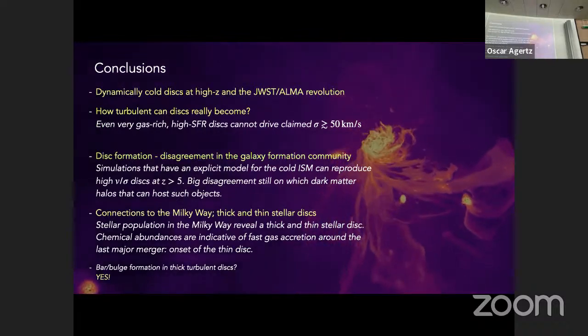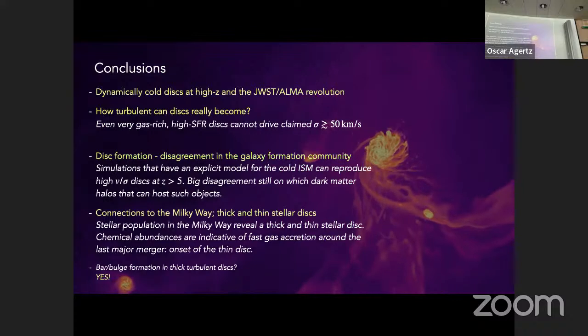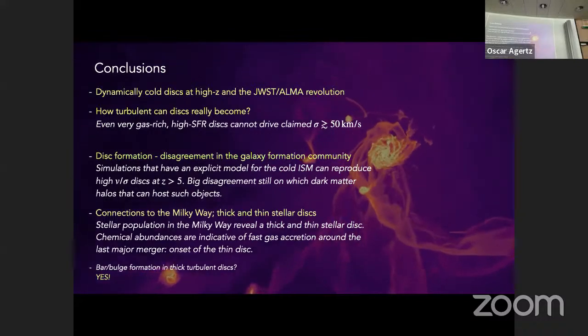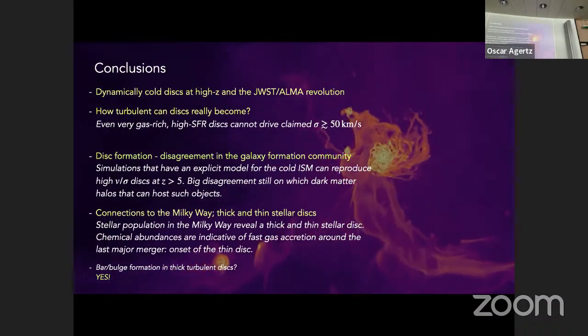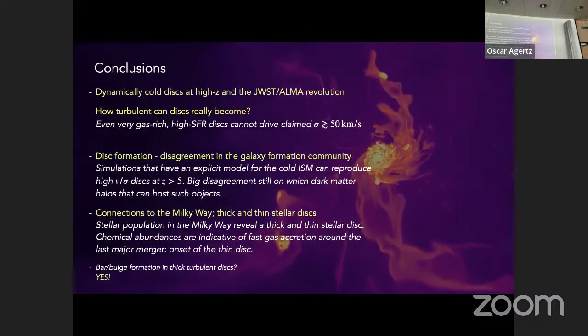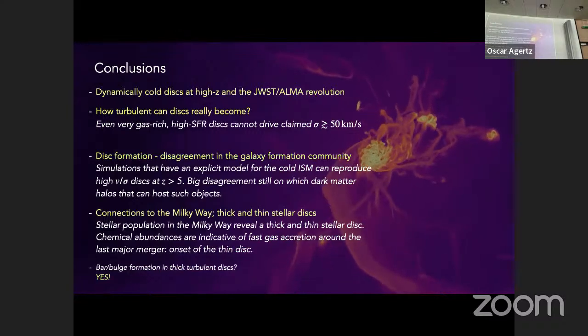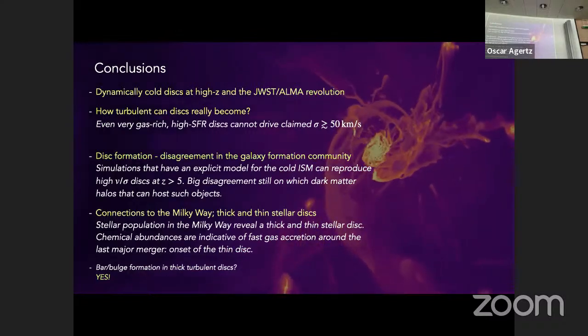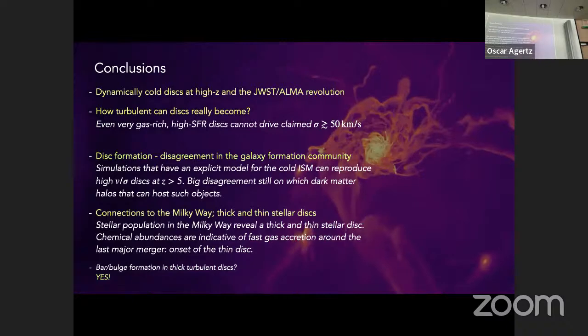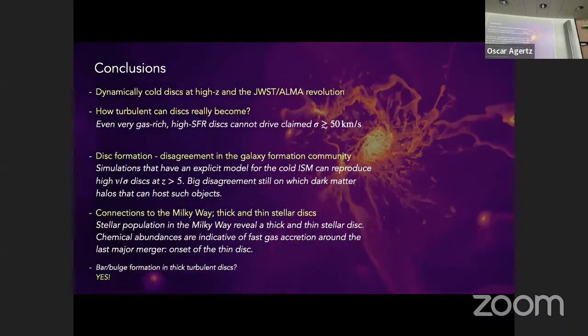All these Milky Way things we're seeing are much more massive systems that would be ellipticals. I made some connections to the Milky Way: thin and thick disks. In the stellar population there's actually a record of this early epoch, and simulations can now be used to understand this data. And then bar and bulge formation. So thank you.